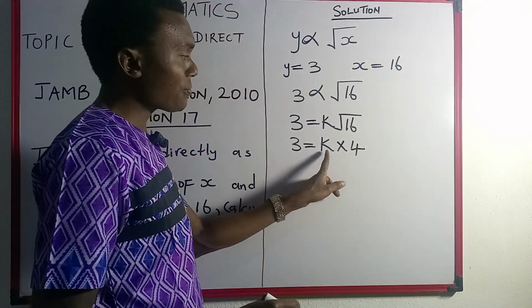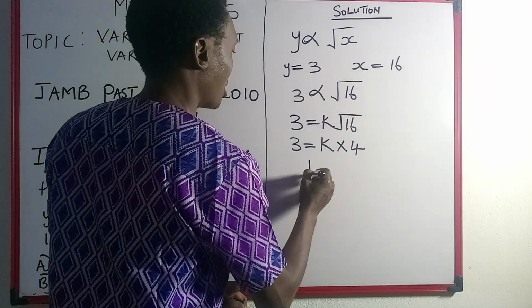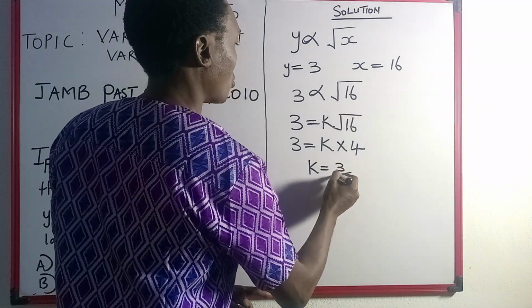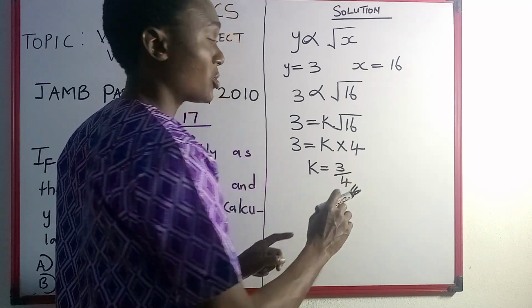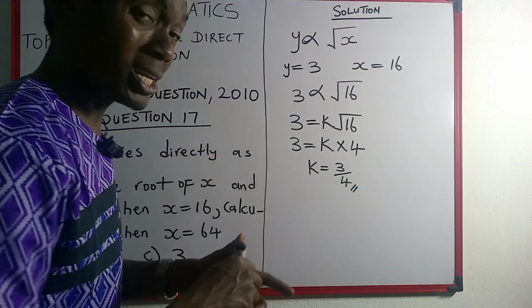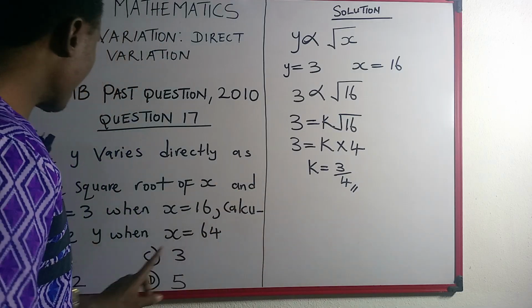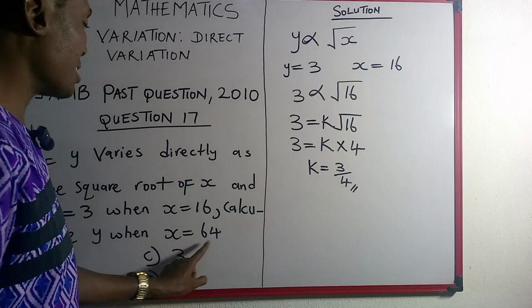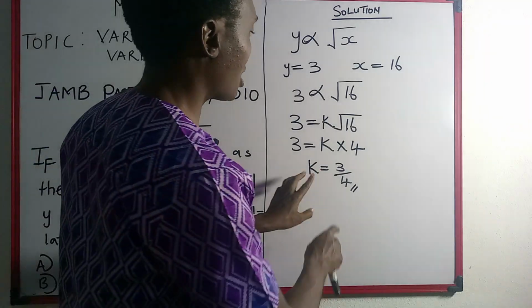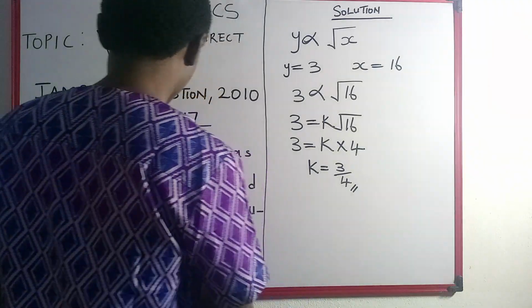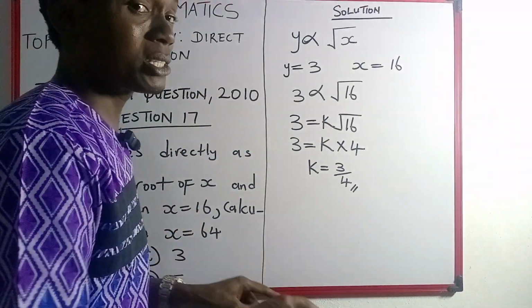So we're having 3 equals k times 4. Now let's find this value of k. Our k here becomes what? Divide both sides by 4, you have 3 over 4. That is your value of k. But that is not the answer. We'll move further again. It says, calculate y when s is 64. Now we know k to be 3 over 4. Now let's find y when s is what?